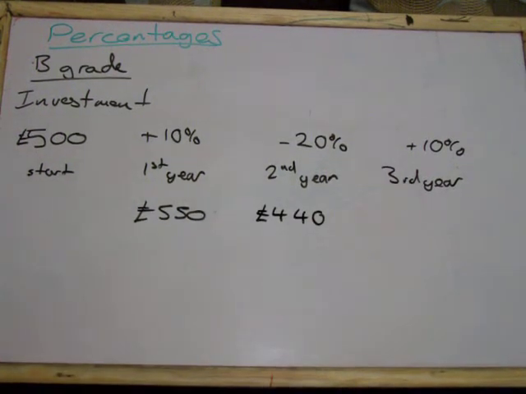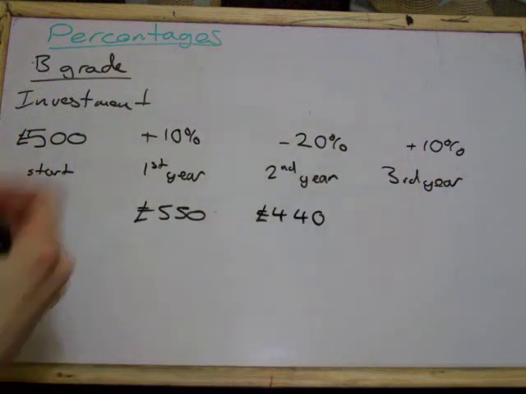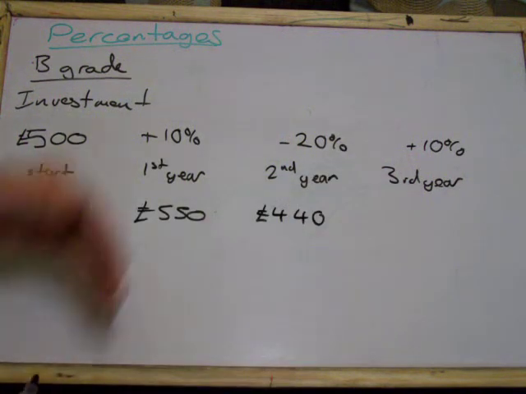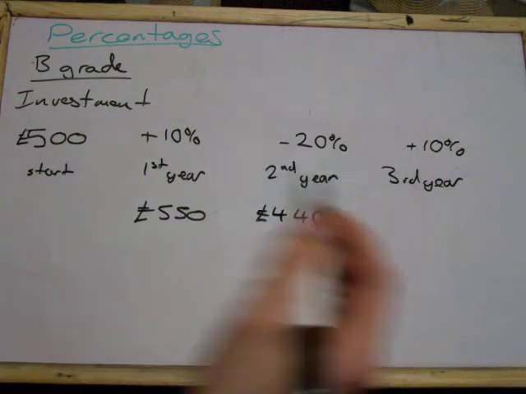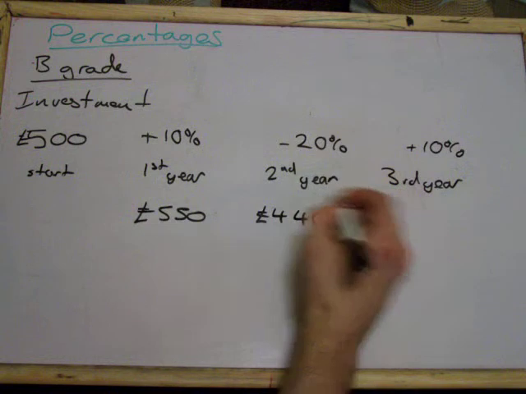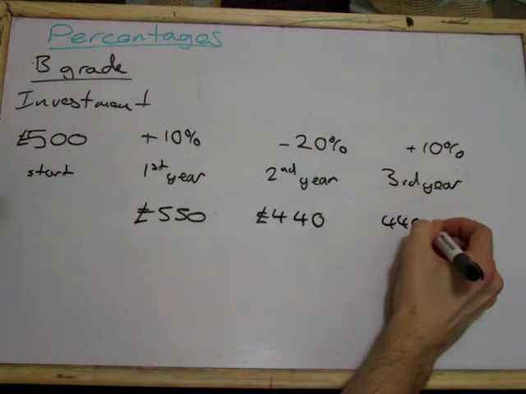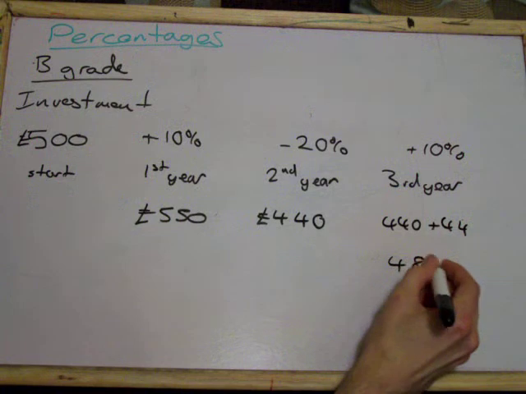Right. Then at the end of the third year you've gained another 10%. So whatever you have at the end of the second year, add 10% to that and that's what you're going to have at the final year. So 10% of 440 is £44. So your final year is going to be 440 plus 44, which is going to be £484.